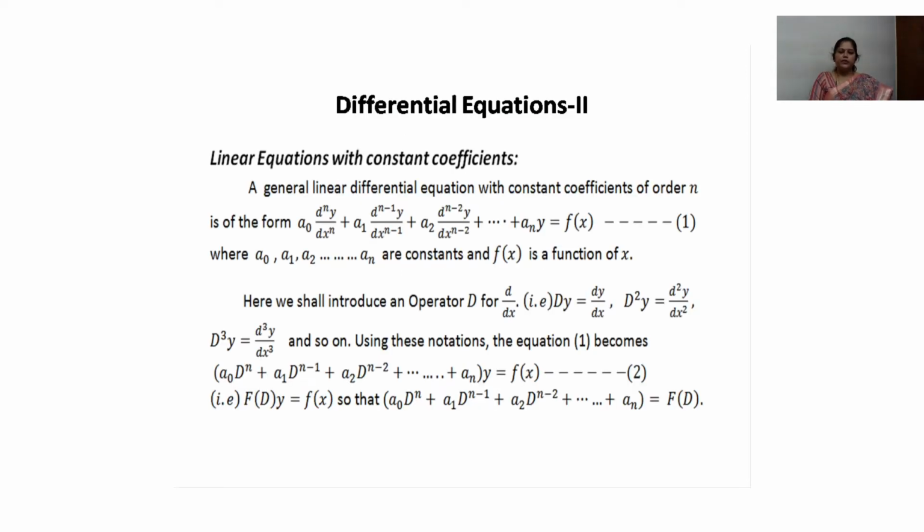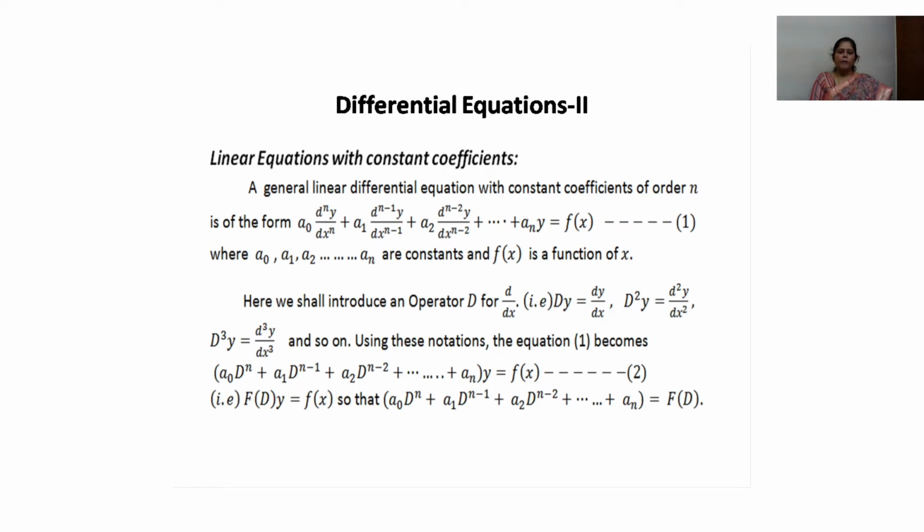A general linear differential equation with constant coefficients of order n is of the form a0 d to the power n y by dx to the power n plus a1 d to the power n minus 1 y by dx to the power n minus 1 plus a2 d to the power n minus 2 y by dx to the power n minus 2 plus etc. plus an y is equal to f of x, where a0, a1, etc. an are constants and f of x is a function of x.